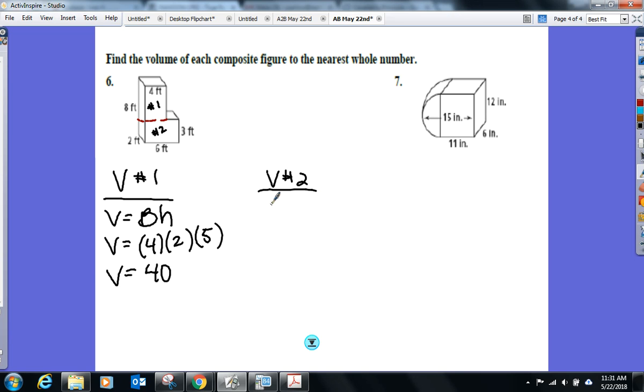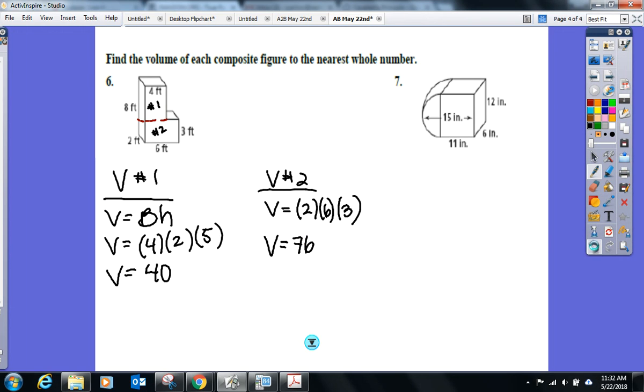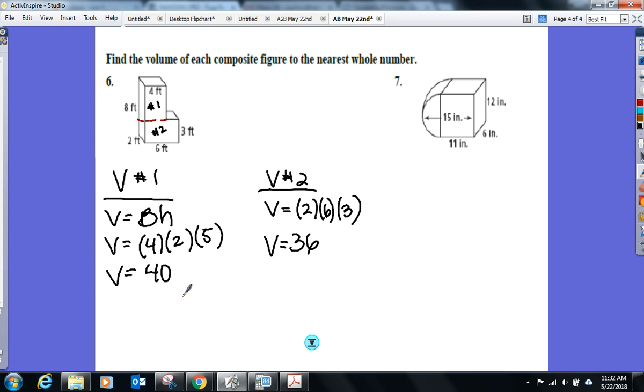What about the volume of the second one now? Base 2 by 6. And what's the height of that one? 3. 76. Nope, that's the total. How about we go 36? So the total volume, that's 76 cubic feet.